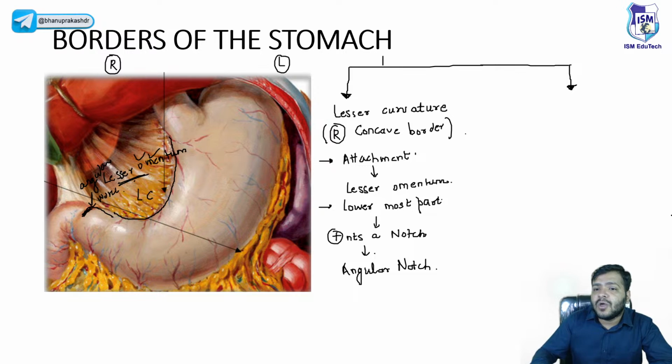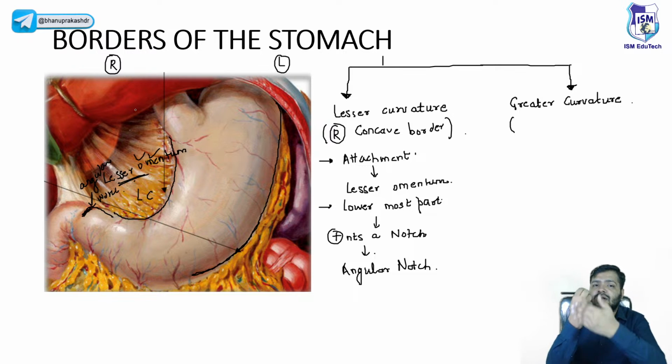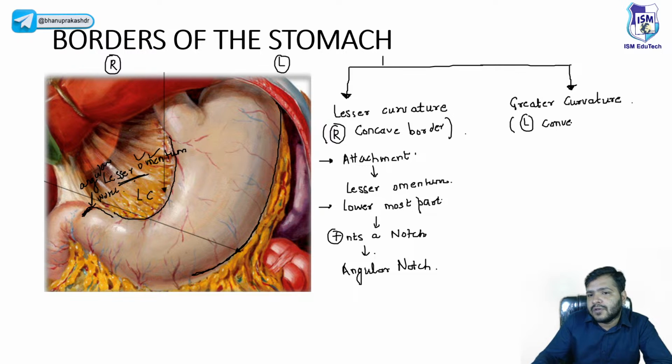Apart from that, if we come on to the greater curvature, beta, the greater curvature is basically situated on the left side, and you already know it is convex. The front one is concave, and the opposite side will be convex. So it is the left convex border. Now at the beginning it presents a notch, and this notch I told you just now, it is called the cardiac notch.